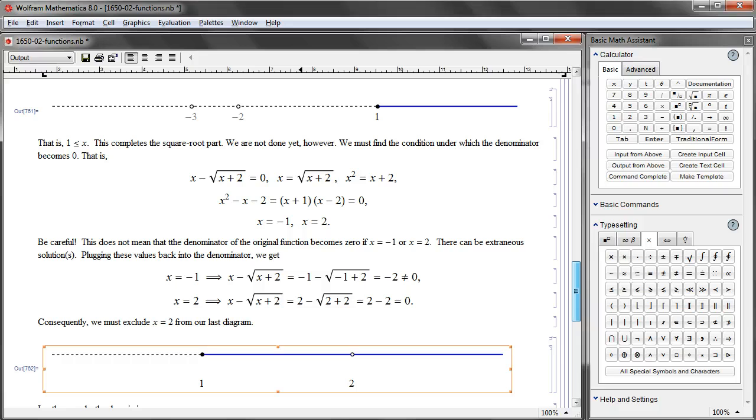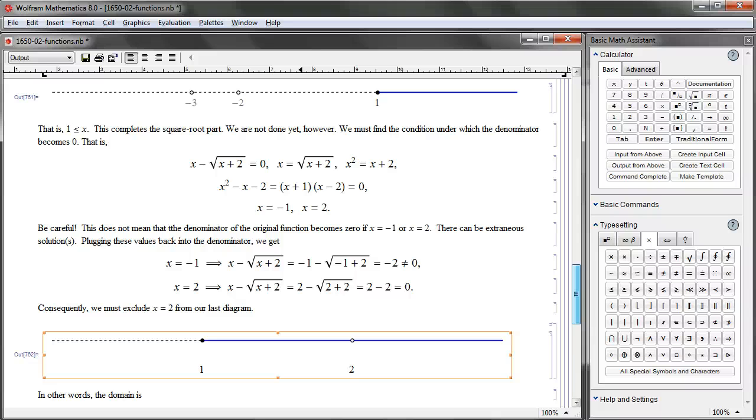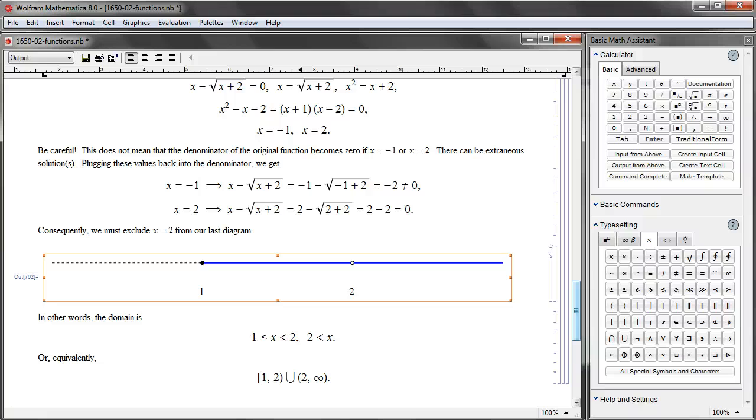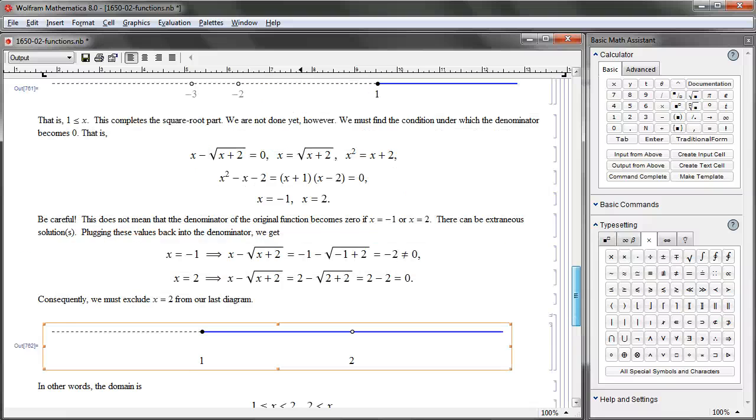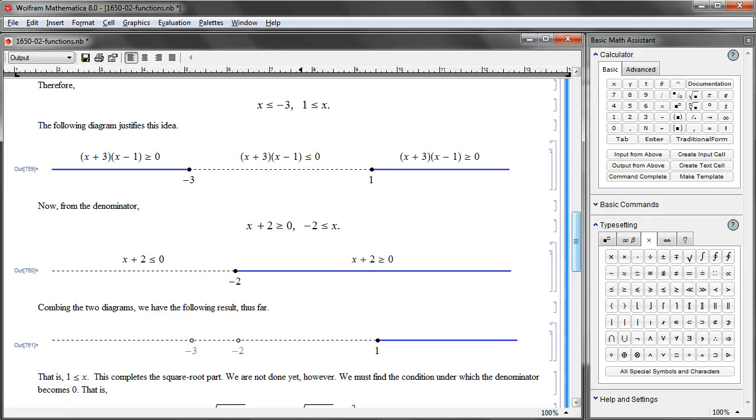So in the previous picture we had something like x greater than or equal to 1, so 1 to infinity, but x equals 2 is no good, so throw that away. And consequently we have these two, 1 to 2, and then 2 to infinity. There goes the domain. Let me show you the plot.